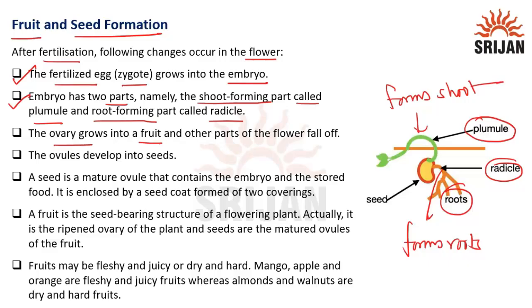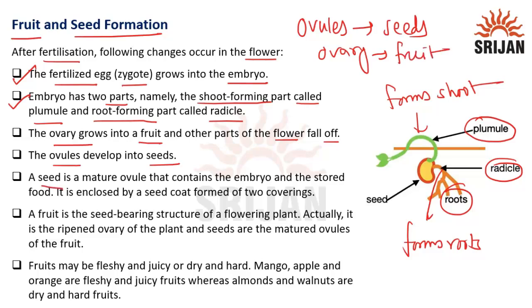The ovary grows into fruit and the other parts of the flower fall off. The ovules develop into seeds. So from ovules we get seeds, and from the ovary we get the fruit. A seed is a mature ovule that contains the embryo and the stored food. It is enclosed by a seed coat formed by two coverings. A fruit is the seed-bearing structure of a flowering plant. Actually, it is the ripened ovary of the plant, and seeds are the matured ovules of the fruit.